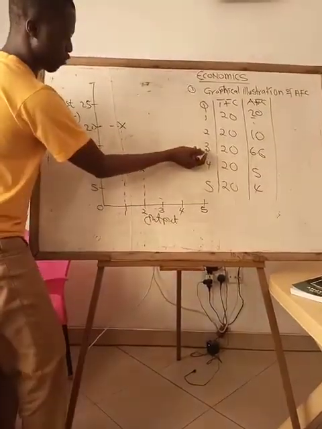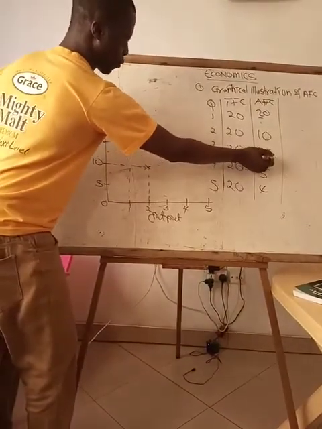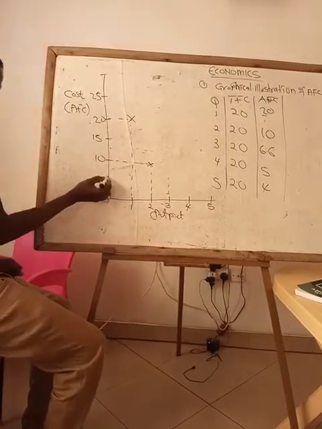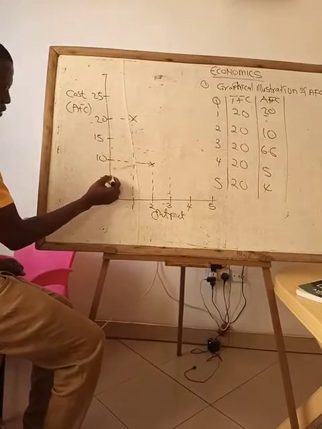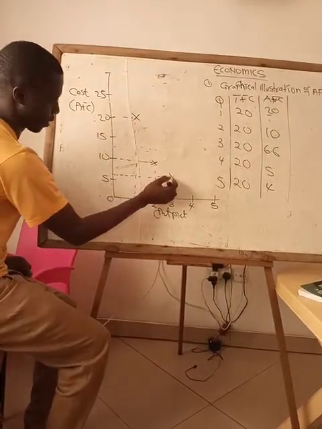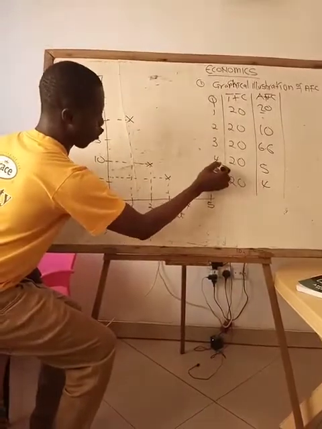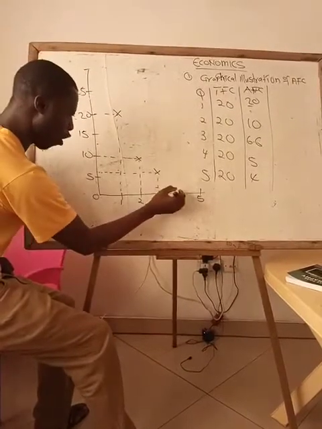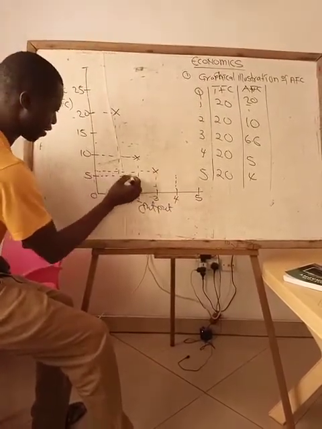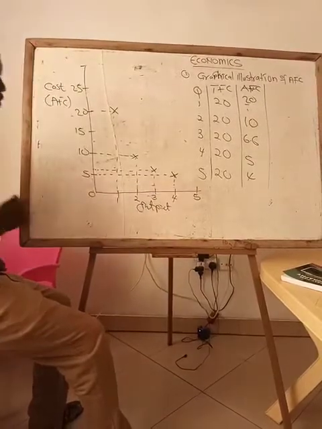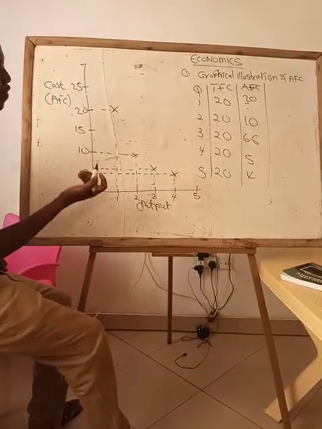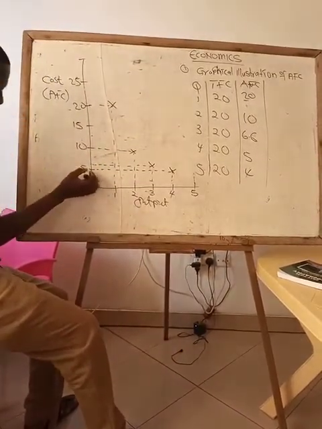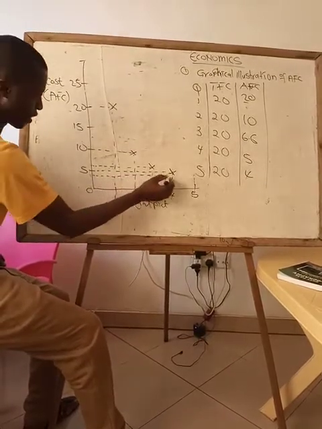Now when output is 3, average fixed cost is 6.6. So we are looking at 3 here against 6.6. Let's say this is 5, so let's take 6.6 to be somewhere here. So we mark here. Now when output is 4, average fixed cost is 5. So we are looking for 4 here and then look at 5 here. So on the graph you can easily follow the lines. So we have it here. And finally, when output is 5, average fixed cost is 4. So we look at 5 here and then 4 is below 5. This is 5, so 4 is probably below. So we have it here.